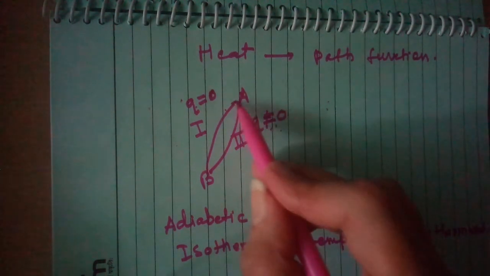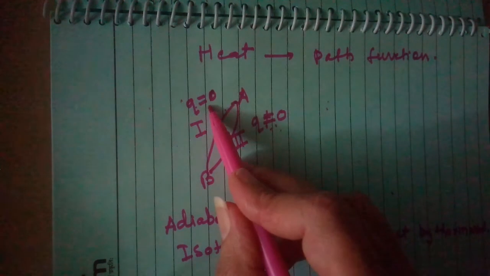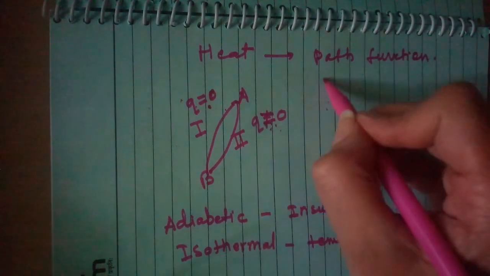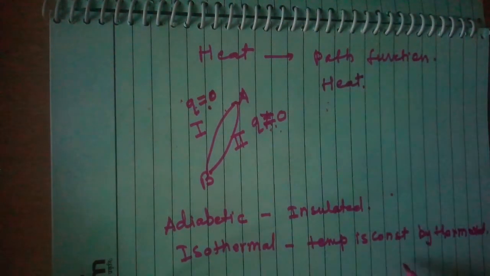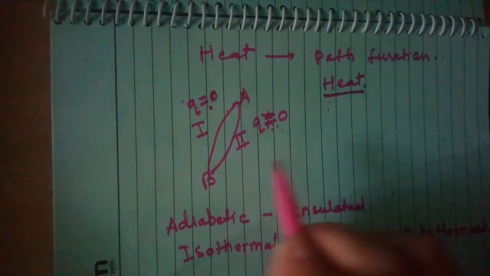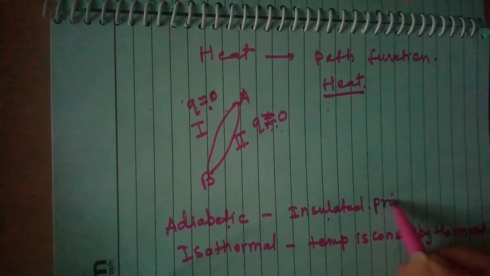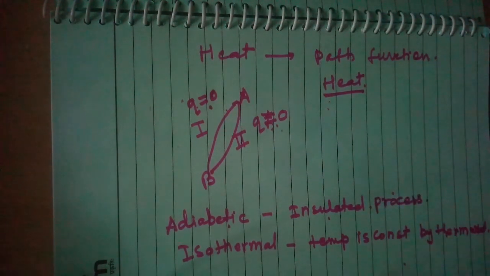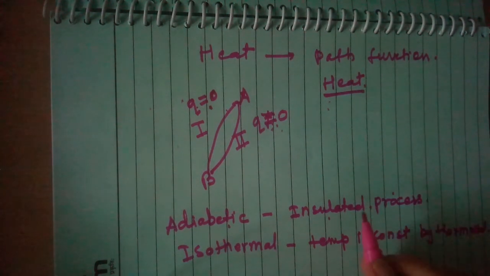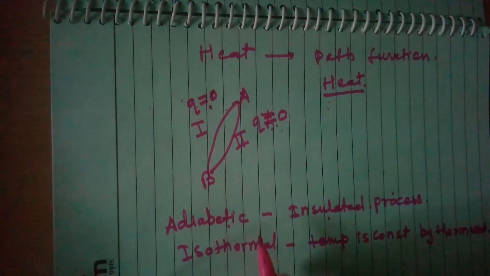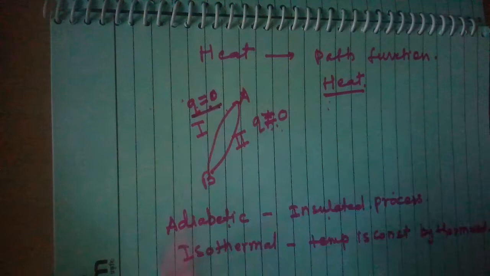Means if you follow path 1, Q will be equal to 0. If you follow path 2, Q will not be equal to 0. What is this Q? This is the heat change, or heat simply. In an adiabatic process, as I told, it is an insulated process, meaning there is no exchange between the system and the surrounding. So its internal energy is used for the completion of the reaction, to bring about the change from A to B. So its own energy is utilized here. So there will be no heat change. Q will be equal to 0.